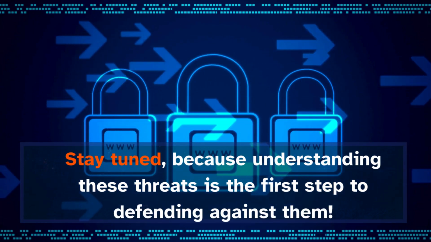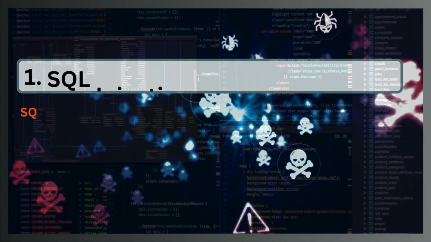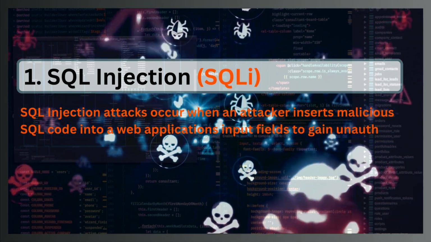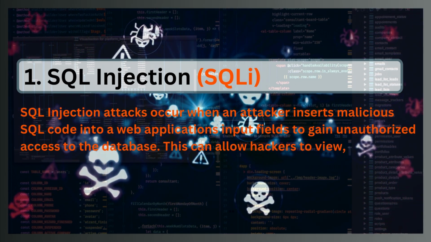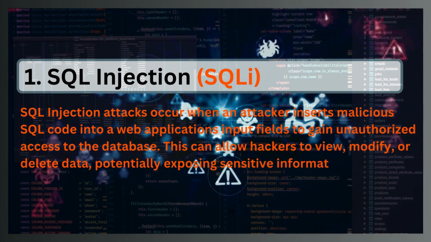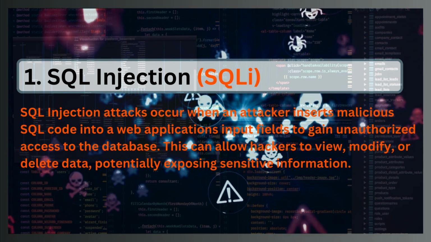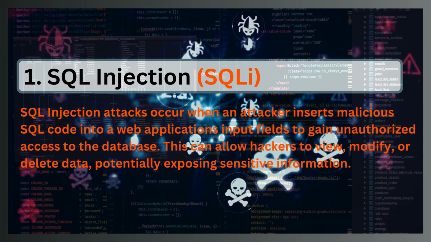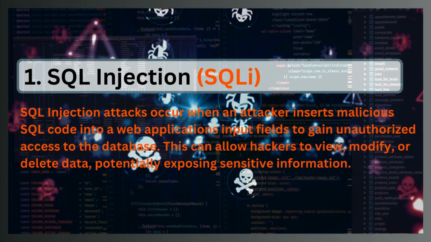Let's start with one of the most notorious web vulnerabilities, SQL injection. SQL injection attacks occur when an attacker inserts malicious SQL code into a web application's input field to gain unauthorized access to the database. This can allow hackers to view, modify, or delete data, potentially exposing sensitive information. Now let's see how it works.